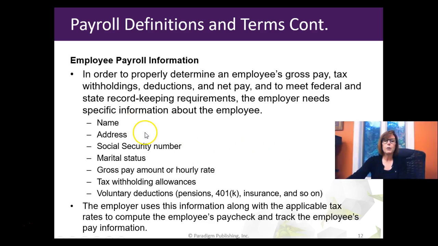You'll obviously need name, address, social security number, and basically you'll need to have them fill out a W-4 form so that you know what kind of withholding that you're looking at. Are there voluntary deductions? Are there involuntary deductions like child support? Is there a wage garnishment that's in place? Those are all things that you're going to need to do when you set up the employee within the system.